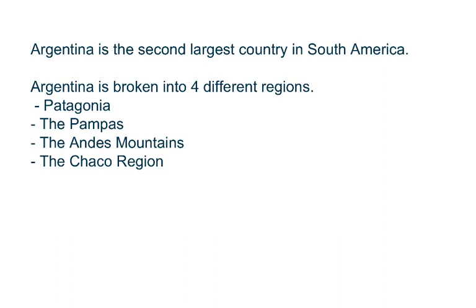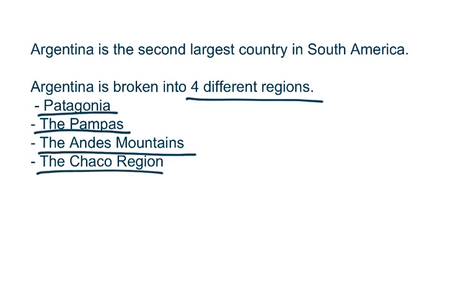Argentina is the second largest country in South America, which, if I remind you, is also a continent. Now, not only is Argentina part of a continent, but Argentina is also broken down into 4 different regions. And we're actually going to talk very briefly about each individual one. You have the Patagonia region. Don't confuse it for the outdoor brand. The Pampas region, the Andes Mountains region, and the Chaco region.